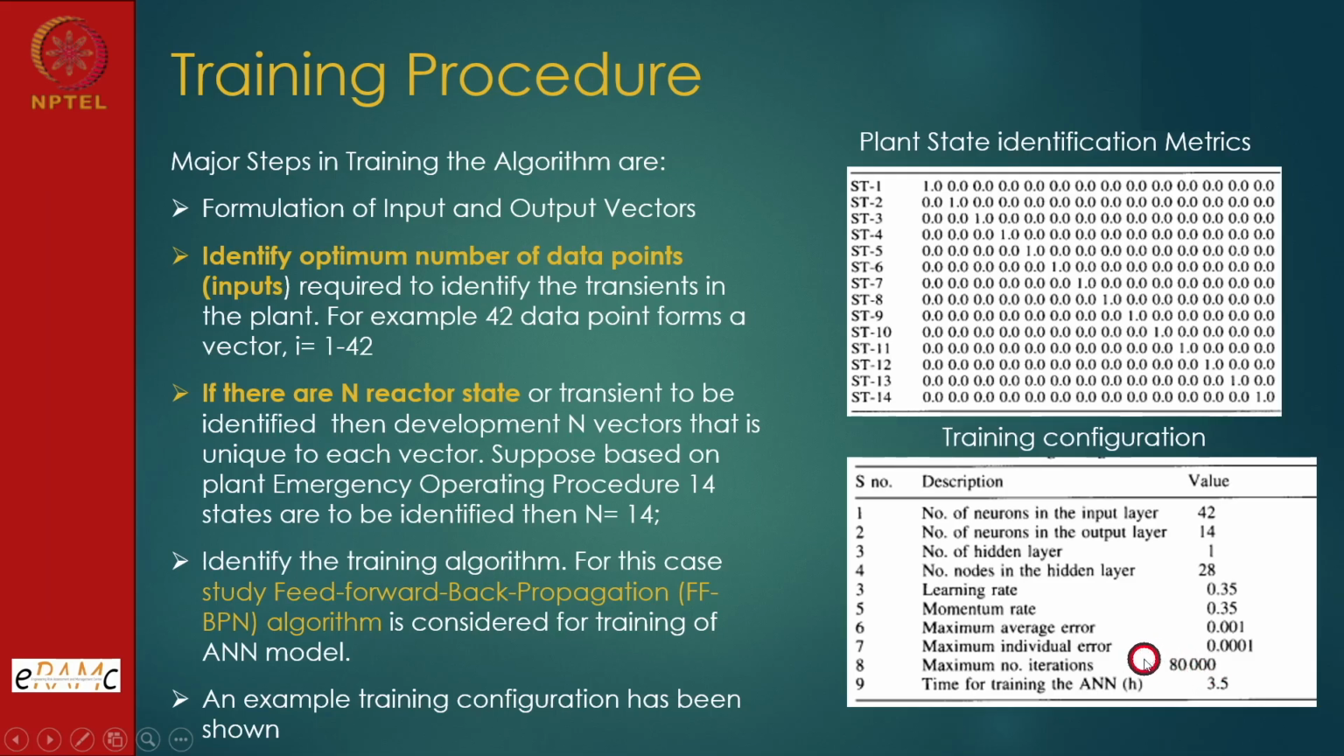Now, due to the computational capability, complex microchips are available. They can do functions in nanoseconds, and that's how. But in earlier times it was 80,000 iterations, but the prediction capability was very good. That is what my claim is. It used to take 3.5 hours for training itself.